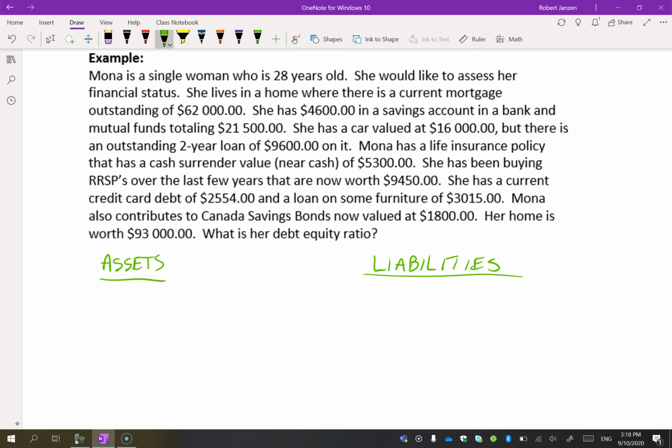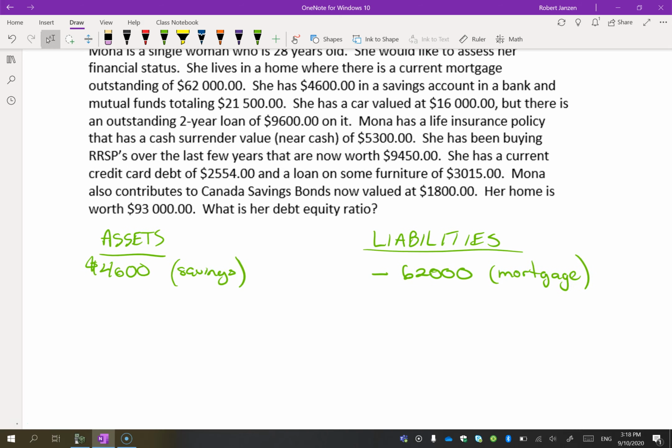She lives in a home where there is a current mortgage outstanding of $62,000. This means she owes $62,000. This is the mortgage. Okay. She has $4,600 in a savings account. So this is savings. And mutual funds totaling $21,500. So that's a mutual fund. She has a car valued at $16,000. And there's an outstanding 2-year loan of $9,600 on it. So that's money I owe.